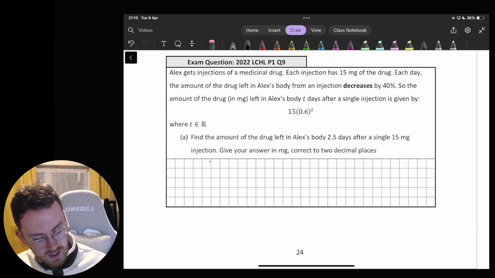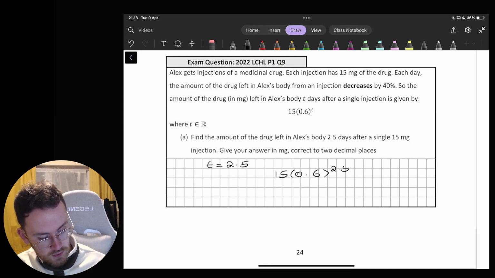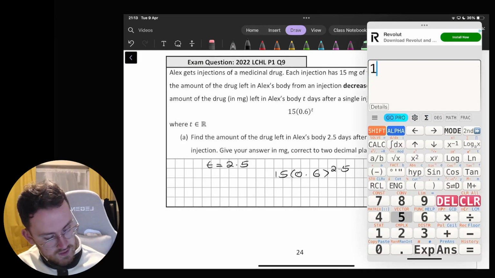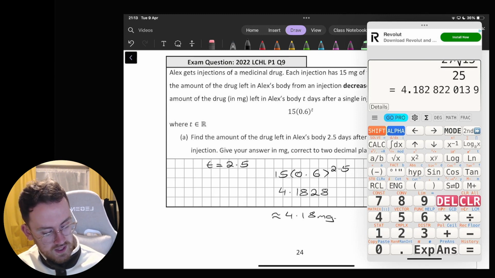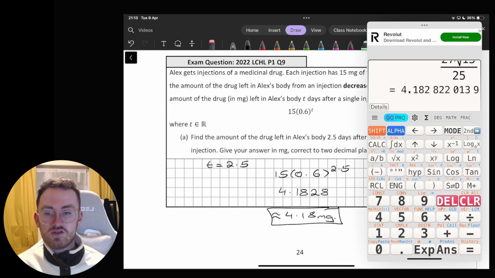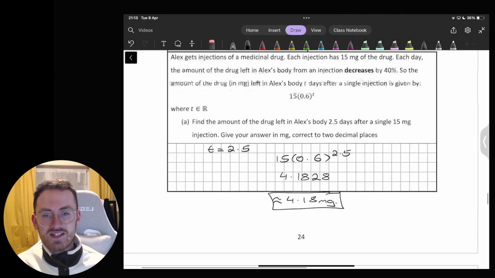So 2.5 days after the injection means t is 2.5, so 15 times 0.6 to the power of 2.5, and working that out for ourselves here is going to give me an answer of 4.1828, and we're asked to 2 decimal places, so that's approximately 4.18 milligrams of the drug left. So 4.18 milligrams of the drug left in his body after 2.5 days.